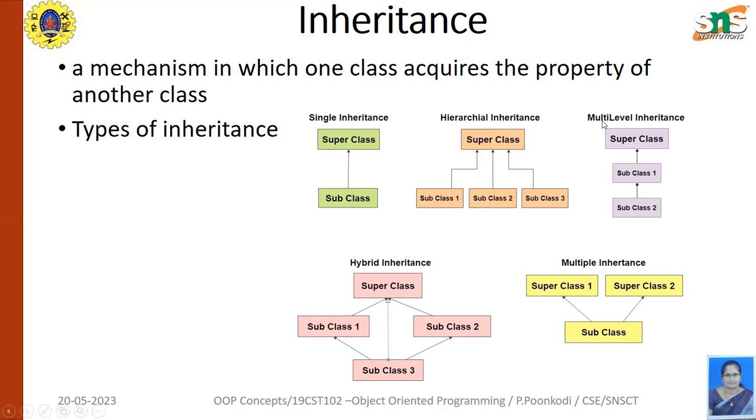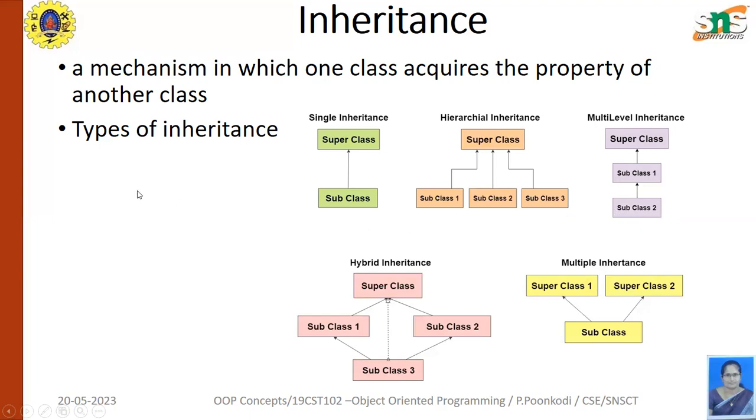The next one is multi-level inheritance. In multi-level inheritance, the superclass will be there. From that superclass, if it goes more than one level, then we call it multi-level inheritance. In this, subclass 1 is derived from this superclass. When you consider this alone, it is single inheritance. Then subclass 2 is derived from subclass 1. At that time, subclass 1 acts as a superclass for subclass 2.